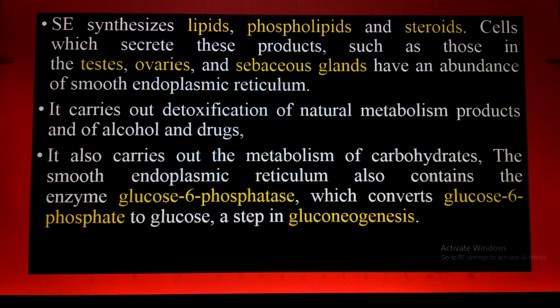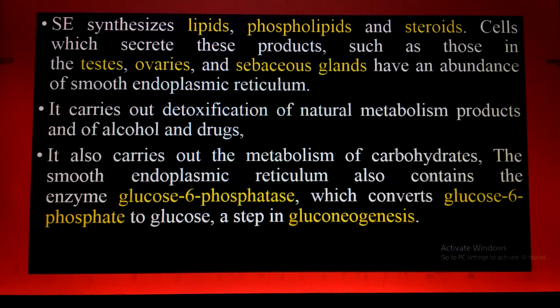We are familiar with cells which secrete these products, such as lipids in plants and animals, and phospholipids and steroids in the testes, ovaries, and sebaceous glands, and many more. Many plants, like oil producing plants, have special cells with an abundance of smooth endoplasmic reticulum. Is it clear? It also carries out detoxification.